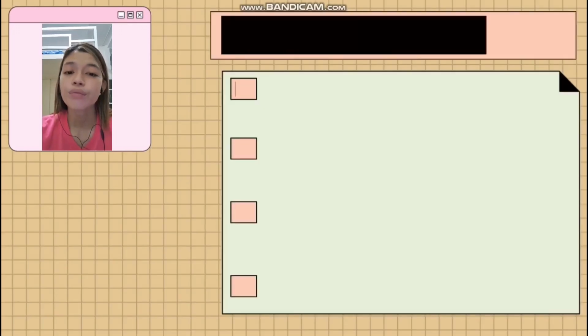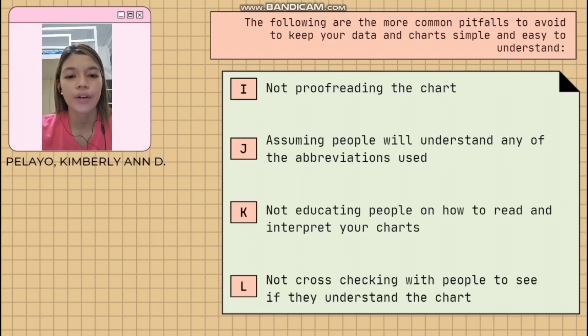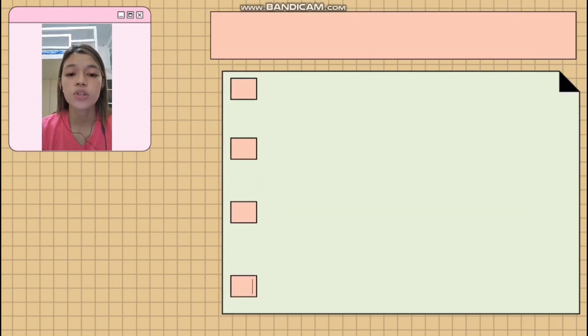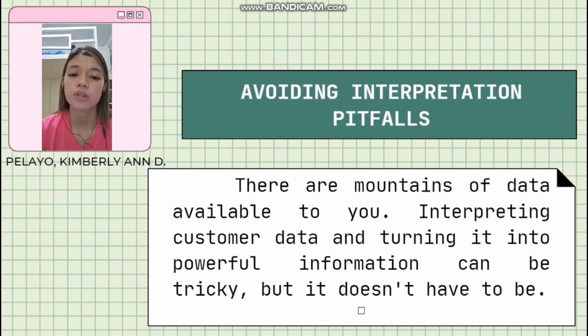Ninth is not proofreading the chart for errors. Tenth is assuming people will understand the abbreviations used in the chart. Eleventh is not educating people on how to read and interpret your chart. The last is not cross-checking if people understand what is on the chart. So just avoid these common pitfalls and you will get the power of charting.